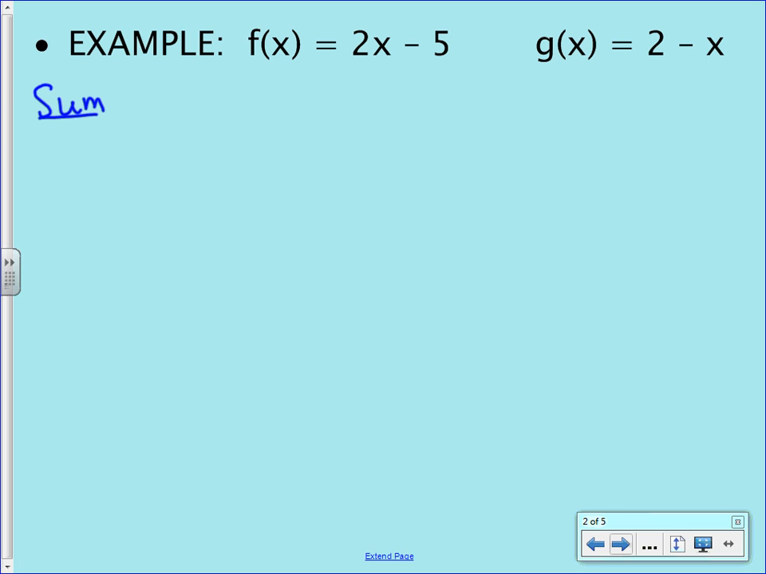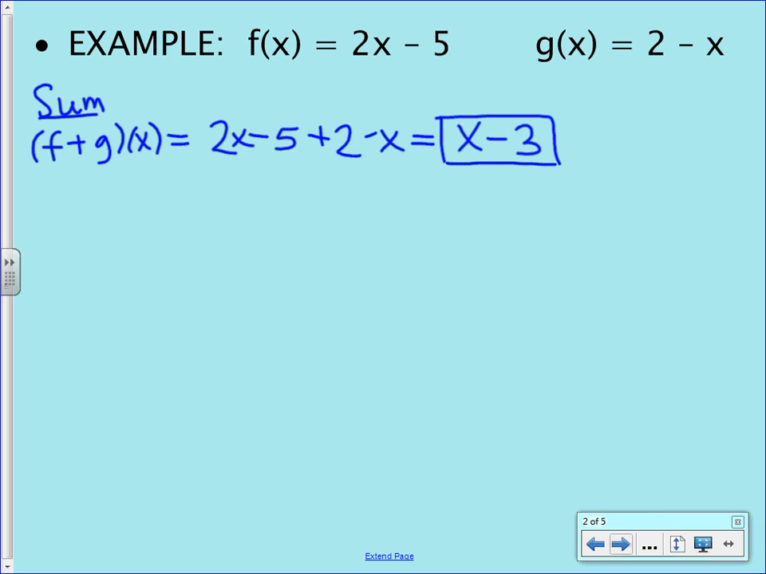So let's take our sum, f plus g of x. So we have 2x minus 5 plus 2 minus x. What is our resulting function? x minus 3. Anytime I ask you to combine functions, I will ask you the domain of that result. So what is the domain of x minus 3? Yep. It is a linear function, so it's going to have all real numbers for a domain.